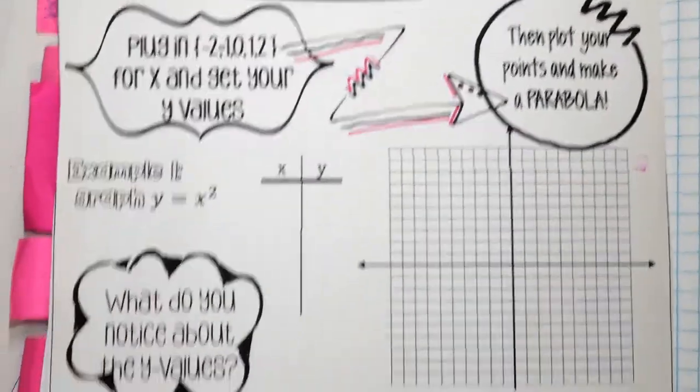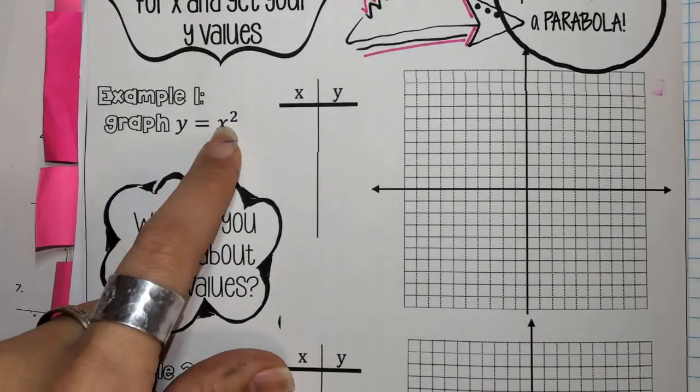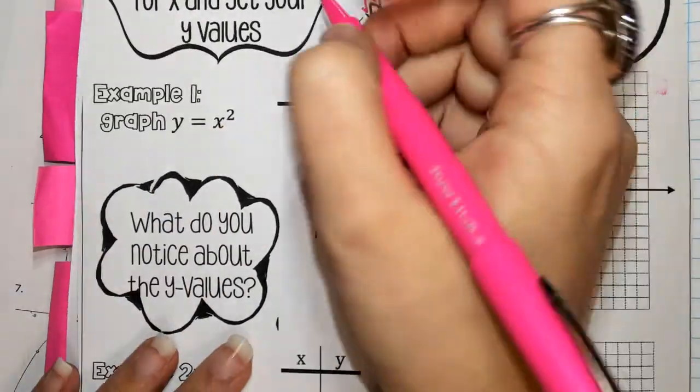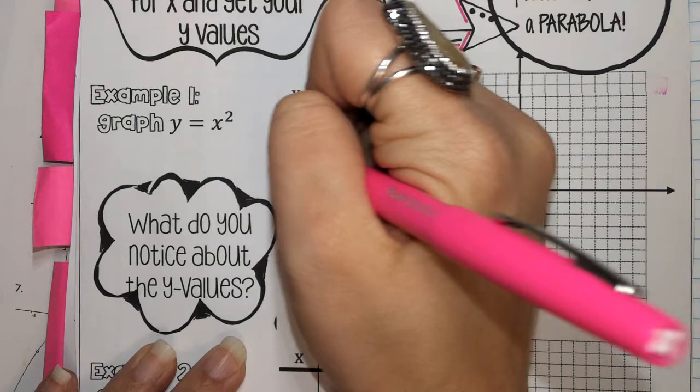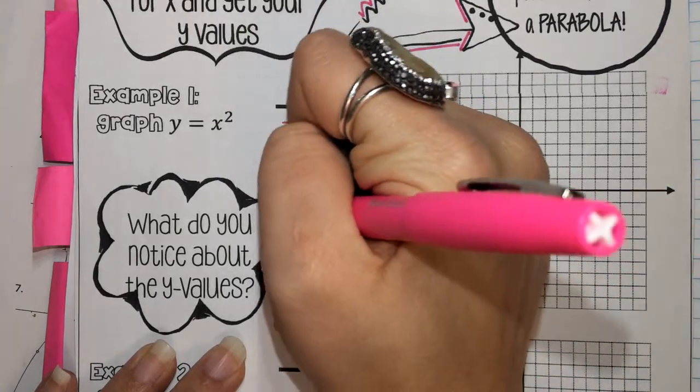Alright, so, example 1. It wants us to graph y equals x squared. So we're going to do -2, -1, 0, 1, 2.